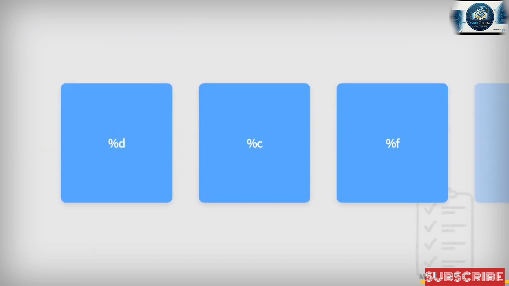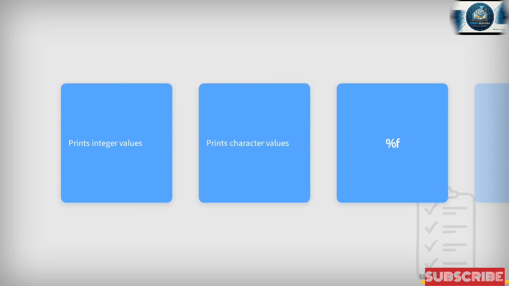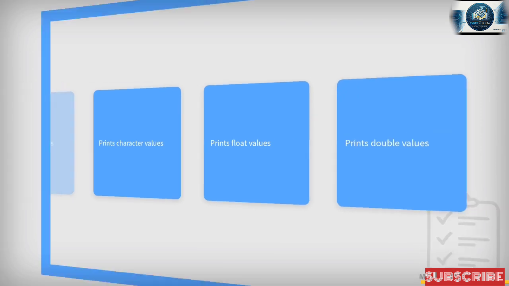Format specifiers are essential for displaying variable values correctly in C. Each specifier matches a specific data type. The %d format specifier is used to print integer values. The %c format specifier is used to print character values. The %f format specifier is used to print float values. The %lf format specifier is used to print double values.